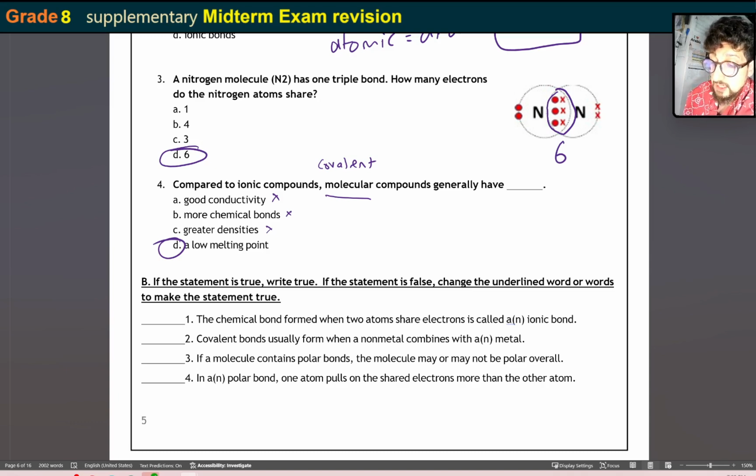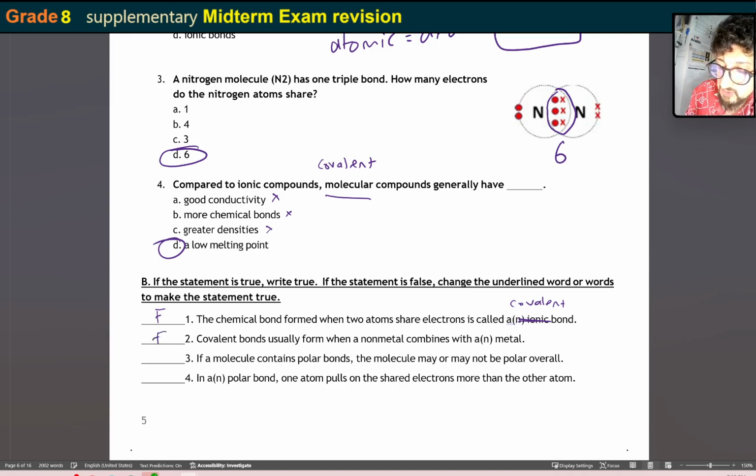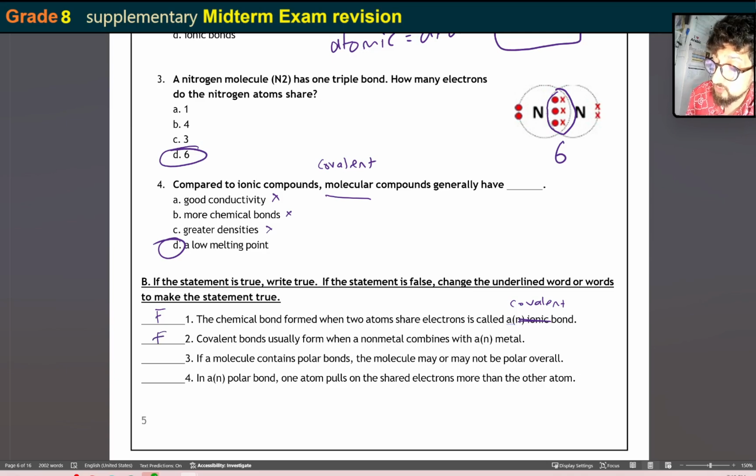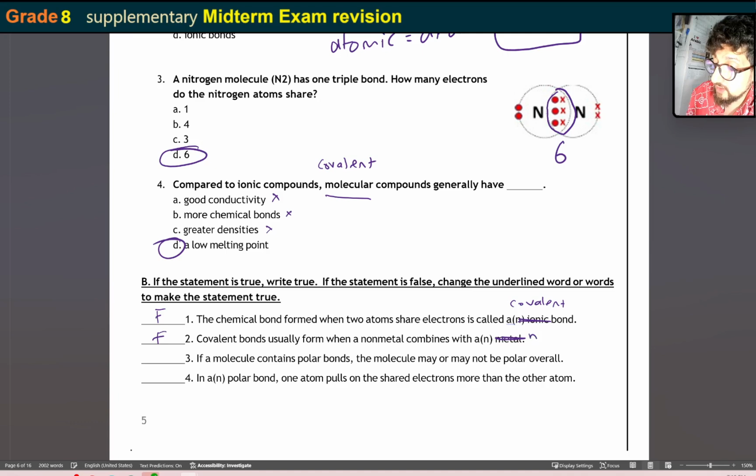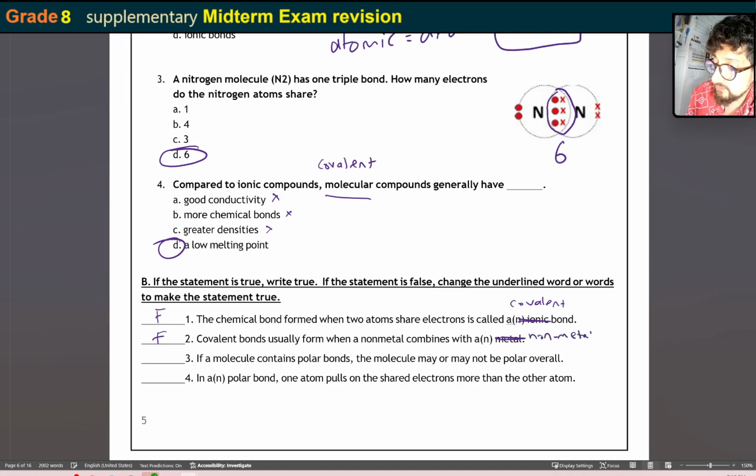If the statement's true, then write true. If the statement is false, change the underlined word or words to make the statement correct. The chemical bond formed when two atoms share electrons is called an ionic bond. That is false. It's not an ionic bond, it's a covalent or molecular bond. Covalent bonds usually form when a nonmetal combines with a metal. That is also false. Covalent bonds form when a nonmetal combines with another nonmetal.